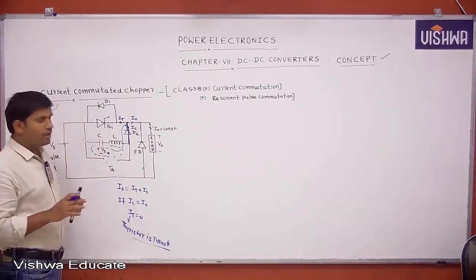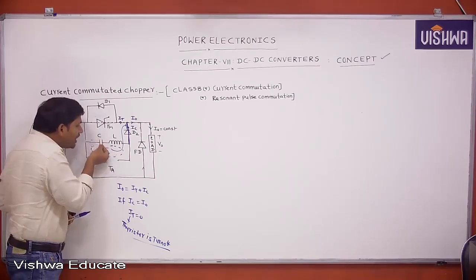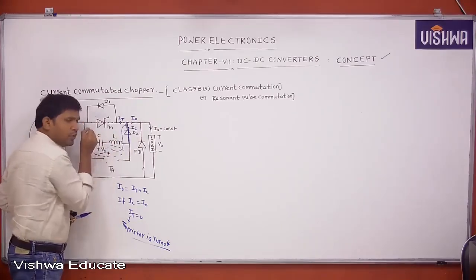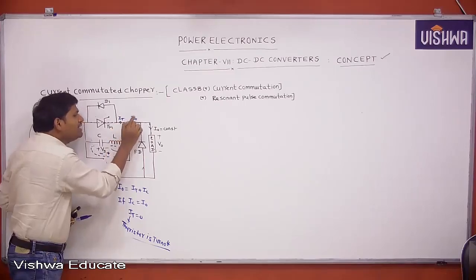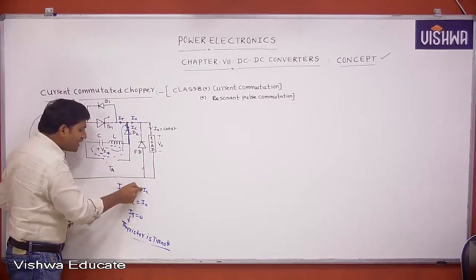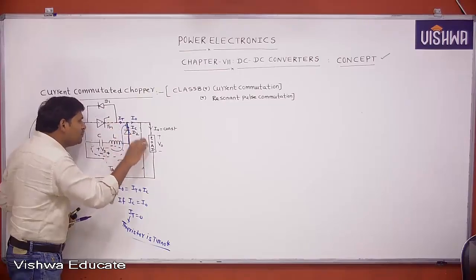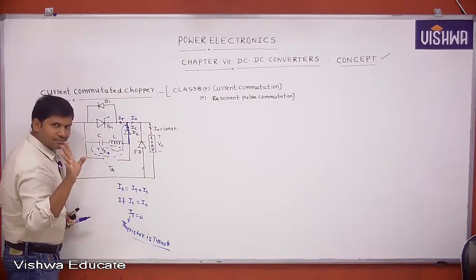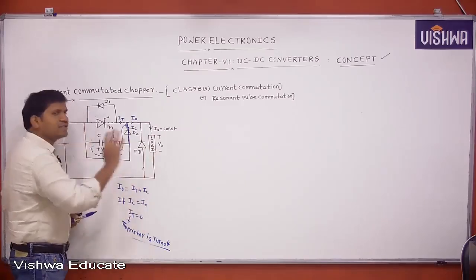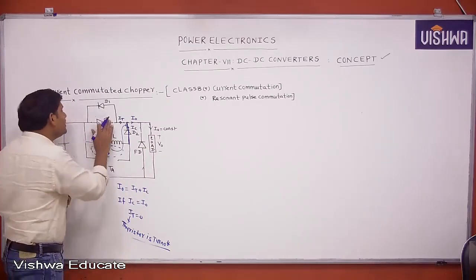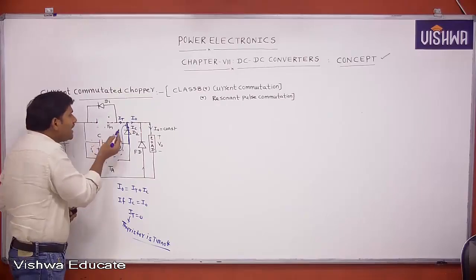Simple. Now the capacitor is discharging through the D2 diode. During this discharging, whenever IC equal to I0, to satisfy KCL, this concept is applicable with the assumption that I0 is constant. Understood? Then IC equal to I0, IT equal to 0, and the thyristor is turned off.